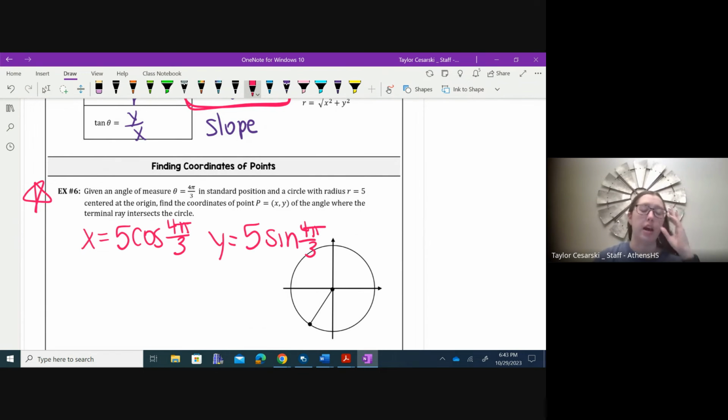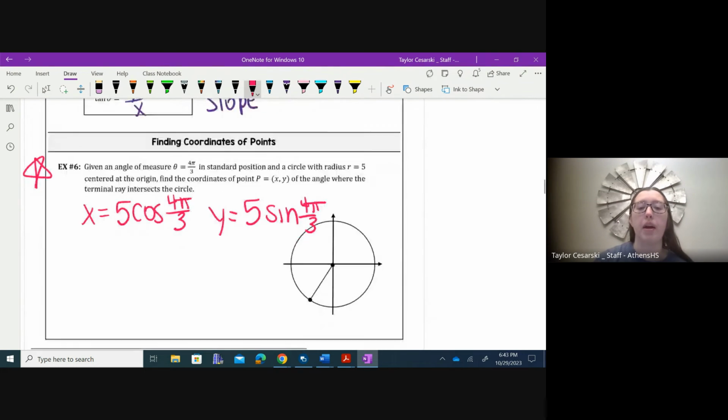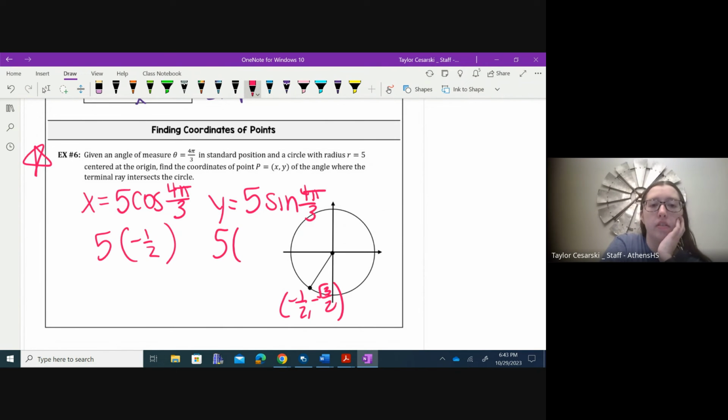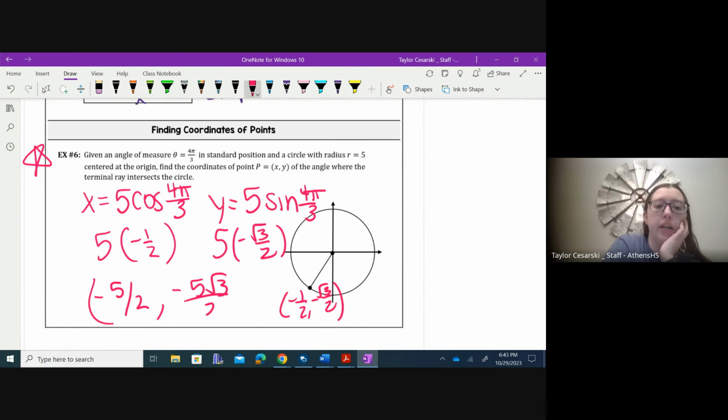All right. Now, I have to know what the sine and cosine of 4 pi over 3 are. This coordinate would be negative 1/2, negative square root 3 over 2. That's where my unit circle comes in handy. So I get negative 5/2, and then negative 5 root 3 over 2. Again, knowing x is r cosine theta, y is r sine theta, you can always derive those by just knowing sine is y over r, cosine is x over r. Okay?